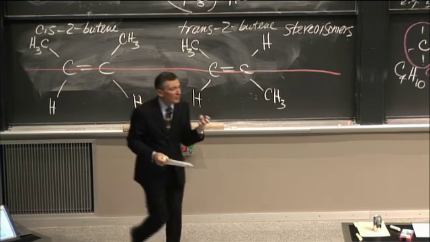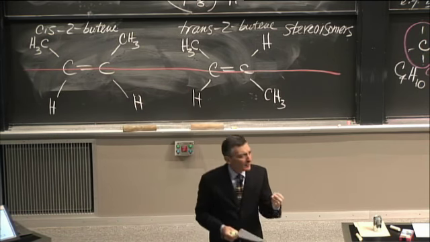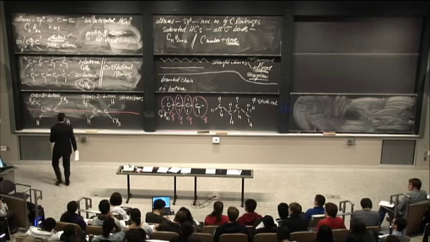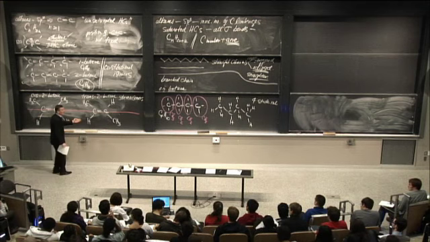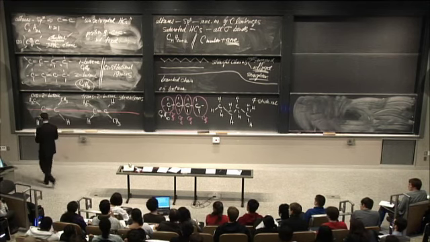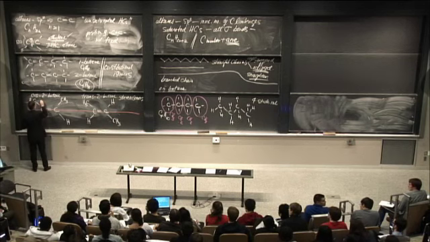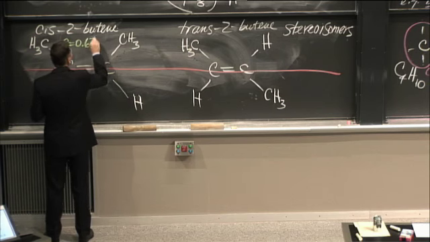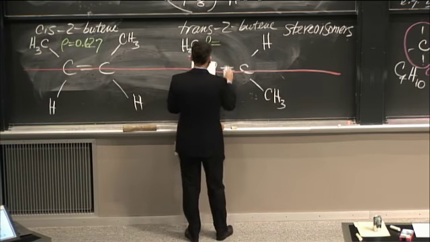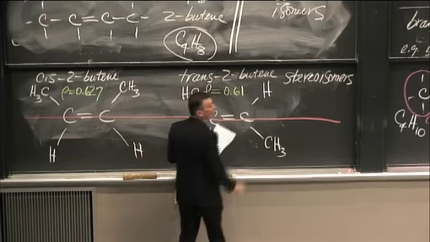And I looked up, so let's see, which one do you think has tighter, which one's going to be more tightly packed? Which one's going to have the greater density? Which one's going to pack better? Cis or trans? The density here is 0.627, and the density here is 0.61.